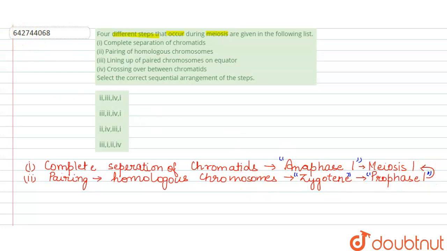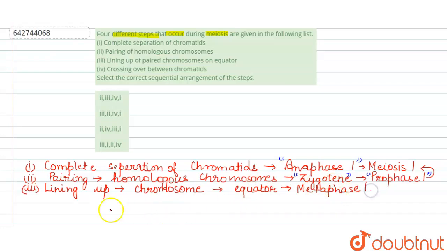Now the next one is the lining up of paired chromosomes on equator. This is the lining up of chromosomes, and the lining up occurs on the equator. So this lineup of the chromosomes on the equator occurs at the metaphase 1. At the equatorial plate, the chromosomes line up at the metaphase 1.